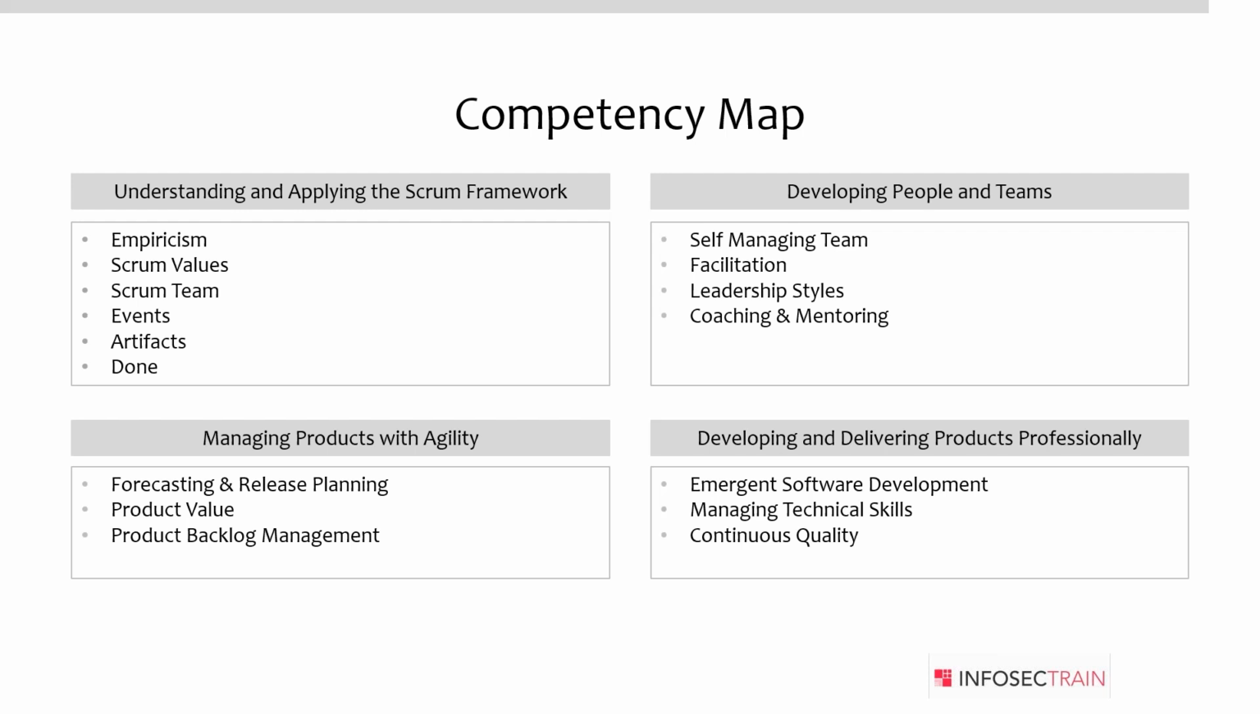At least at InfosecTrain, we make a conscious effort that whatever we deliver, there is a measurement that the skills around this competency map are appropriately covered through activities, role plays, or whatever learning methodology we use. So first is understanding and applying the Scrum framework. The focus is on understanding the concept of empiricism. What does it mean? What are the Scrum values? What are the roles in the Scrum team? What are the events, artifacts, and what does done mean?